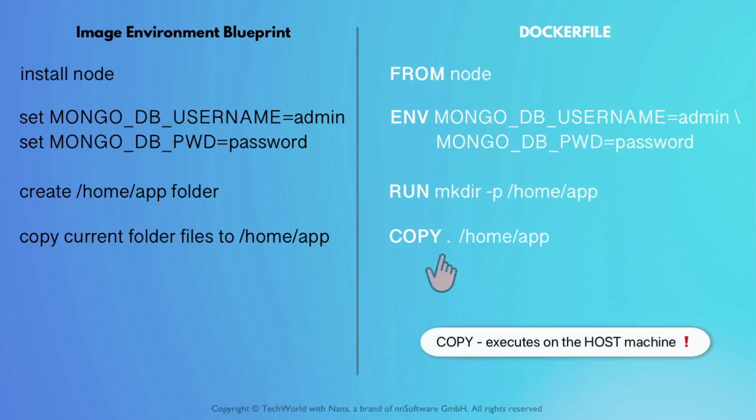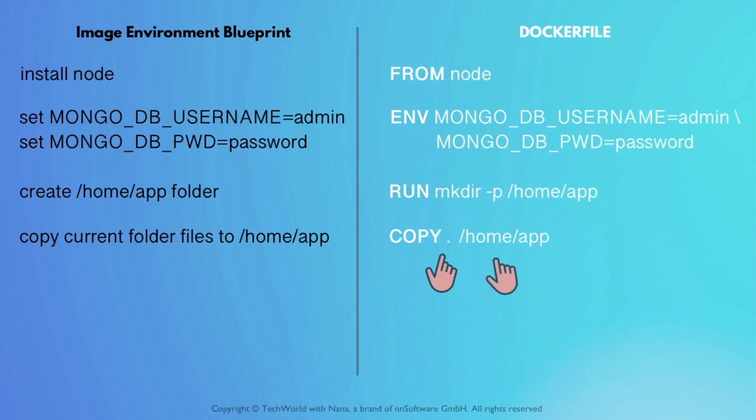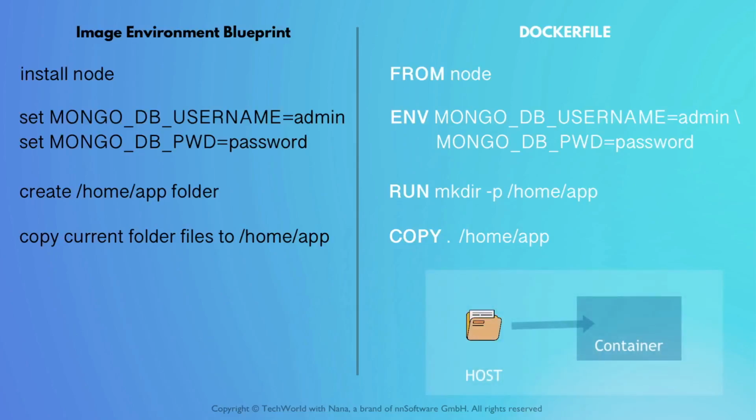And you see the first parameter is dot, and the second parameter is /home/app. So source and the target. So I can copy files that I have on my host inside of that container image. Because if I were to execute run cp source destination, that command would execute inside of the Docker container. But I have the files that I want to copy on my host.